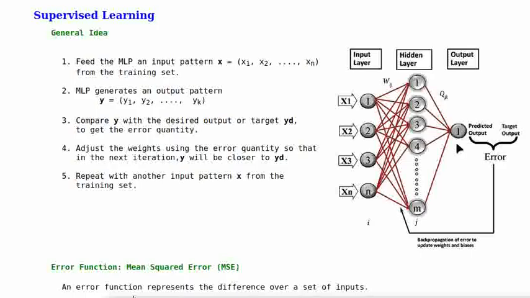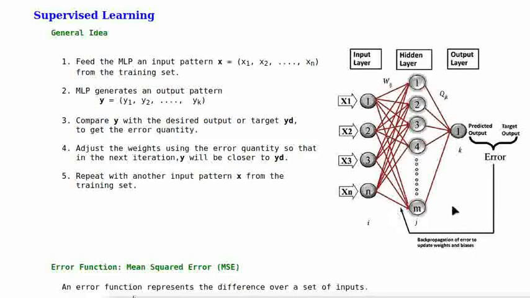2. Output generation. The network processes X through these layers, applying activation functions and weighted sums, to generate an output pattern Y. 3. Error calculation. The predicted output y is compared to the true target output yd, the desired value. The difference between them is quantified using an error function, for example, mean squared error, which measures the discrepancy across all training samples.